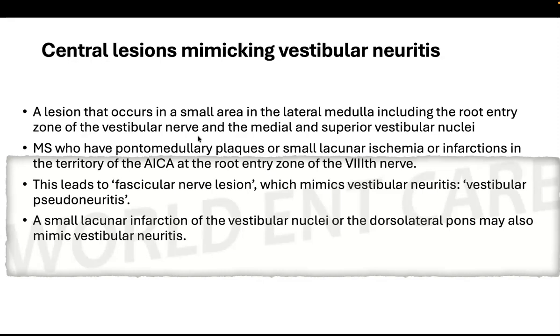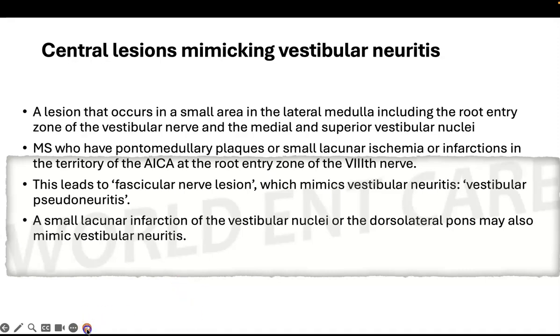Okay, so patients with multiple sclerosis who have pontomedullary plaques, or small lacunar ischemia or infarction in the territory of the anterior inferior cerebellar artery at the root entry zone of the 8th nerve, can have a fascicular nerve lesion which mimics vestibular neuritis, and that is called vestibular pseudoneuritis. And a small lacunar infarction of the vestibular nuclei or dorsolateral pons may also mimic vestibular neuritis.